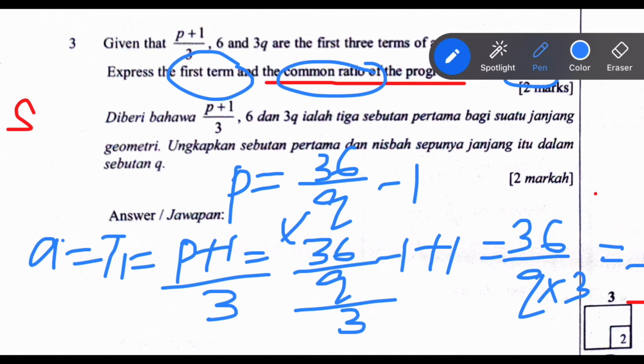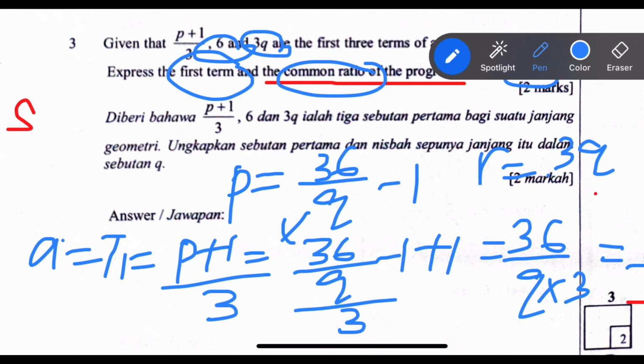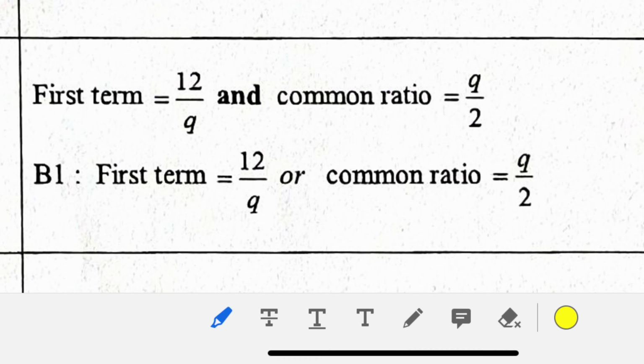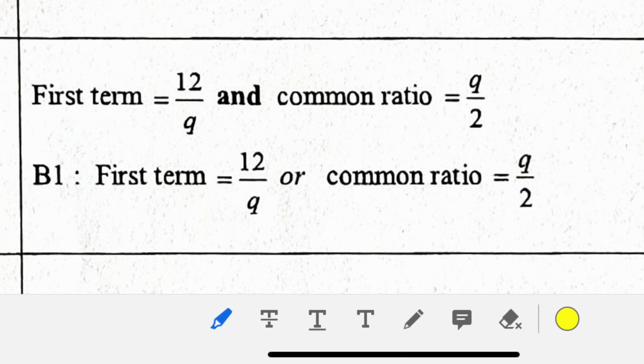Now we are going to find the common ratio. So the common ratio is actually you just take 3q over 6, alright, the third term over the second term. That is actually the answer for the common ratio in terms of Q. So these are the answers for question number 3, alright.